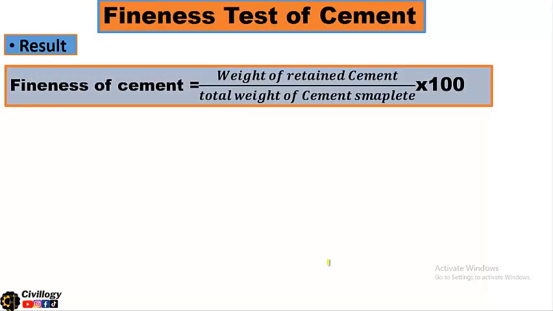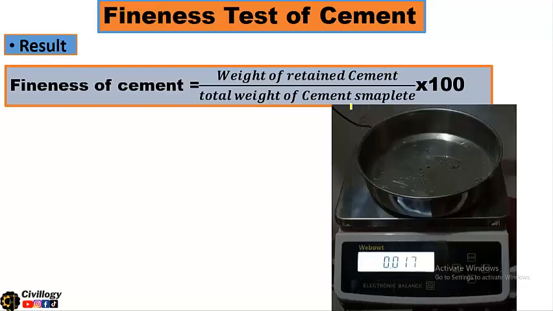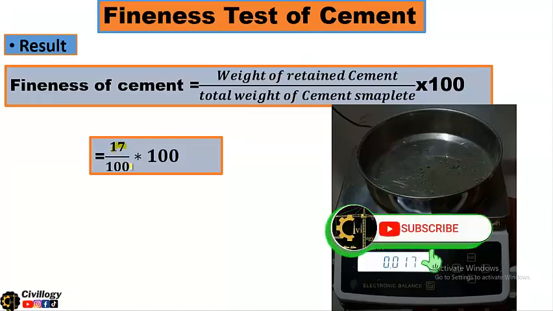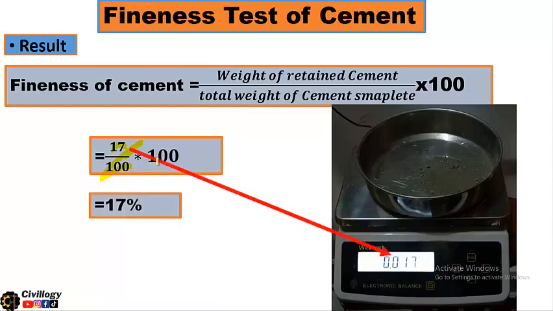In our case, to find the fineness of cement, the formula used will be, as you can see over here, weight of retained cement divided by total weight of cement sample. When we weigh the retained material, it comes out to be 0.170, which means 17 grams. So by putting in the values, the weight of retained cement is 17 grams divided by the initial weight of the sample, W1, which was 100 grams, and multiplying by 100 to get it in percentage, it comes out to be 17%.